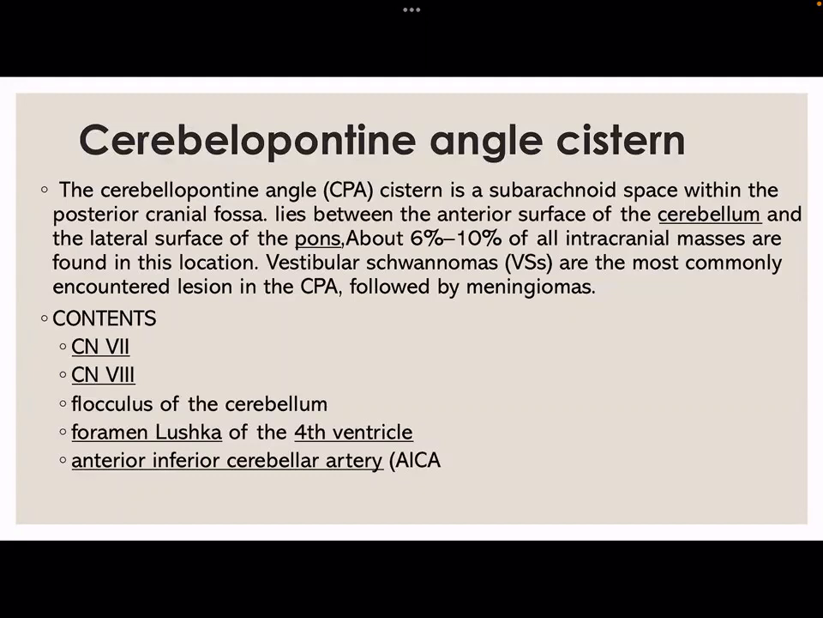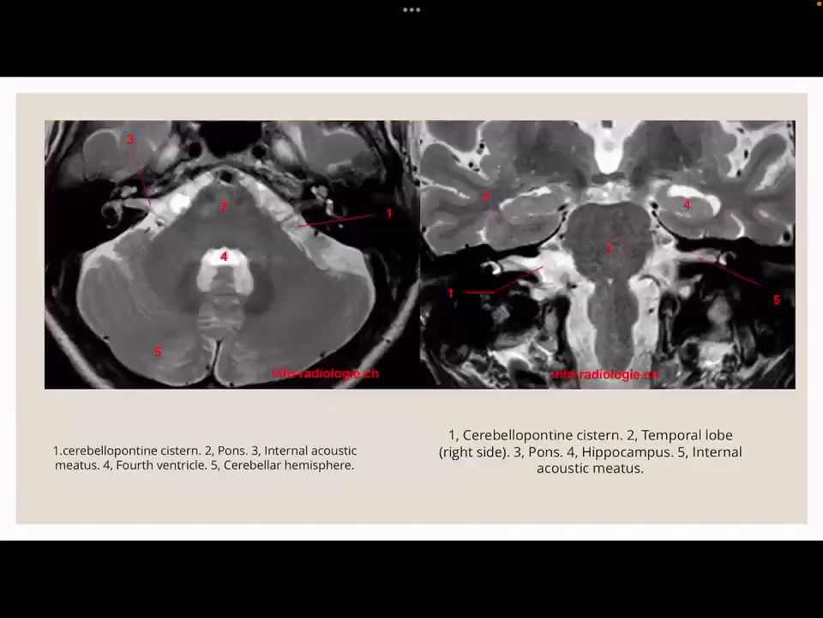Vestibular schwannomas are the most commonly found, followed by meningioma. The contents of this cistern are the facial nerve, the vestibulocochlear nerve, the flocculus of the cerebellum, the foramen of Luschka of the fourth ventricle, and the anterior inferior cerebellar artery.